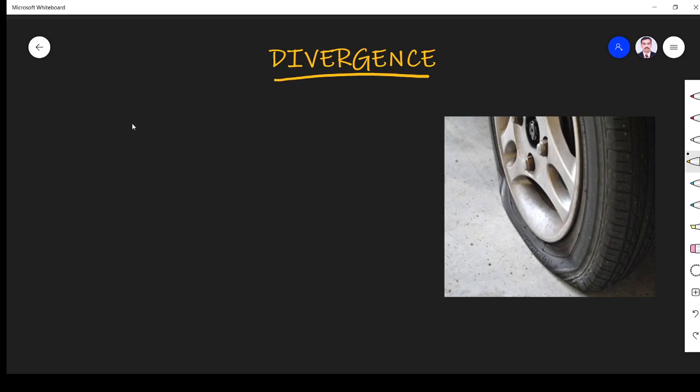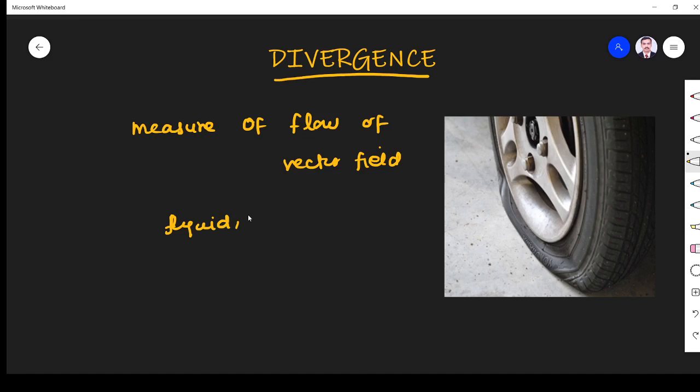Divergence is nothing but a measure of flow of a vector field. That vector field may be a flow of liquid or flow of gas in a tube. So you can find how much of a liquid or gas flows through a tube. That is given by divergence.